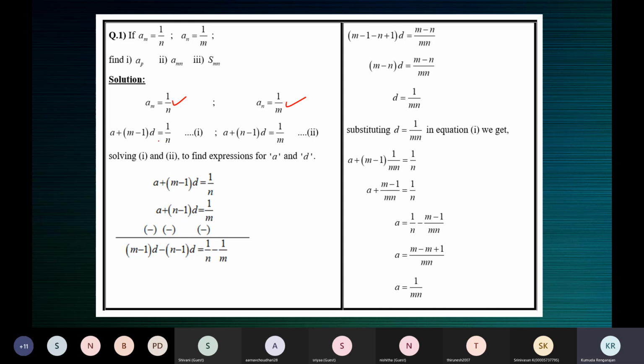So write the equations one below the other. Change the signs. a minus a gets cancelled. So you have (m minus 1) into d minus (n minus 1) into d is equal to 1 by n minus 1 by m. This one minus this one is what you see here, equal to 1 by n minus 1 by m.